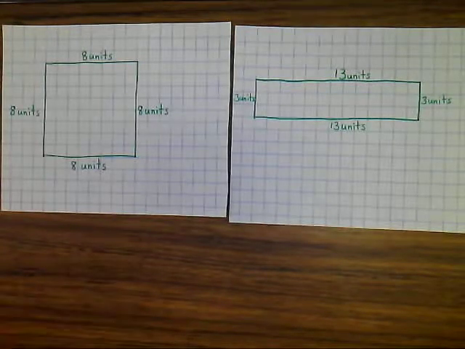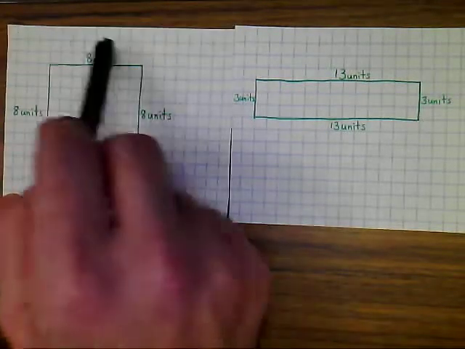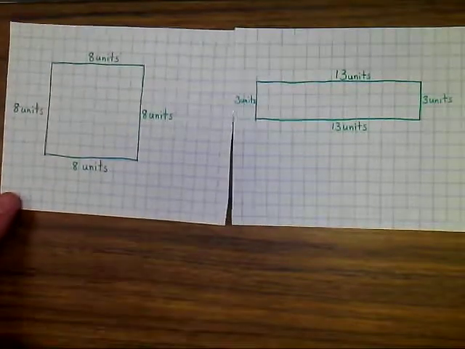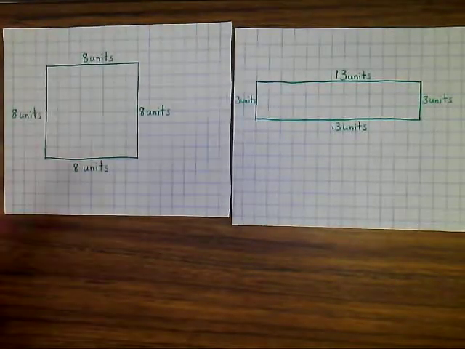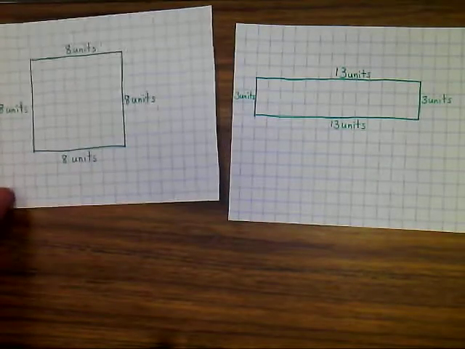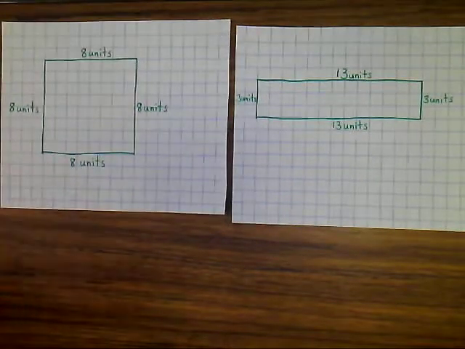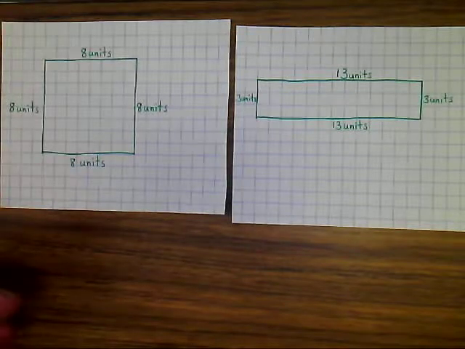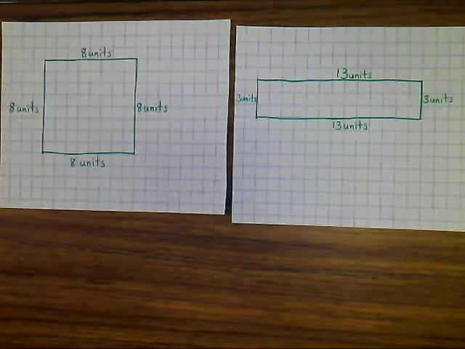But what's interesting is if I was to add up all 4 of the outside edges, I'd get a 32 unit perimeter. And if I was to add up all 4 of these outside edges, I would also get a 32 perimeter. And so it's important for us to realize, although perimeter is a great measure, it's not a great measure for comparing how large something is. It can give you relative size, but area is a much better measure.